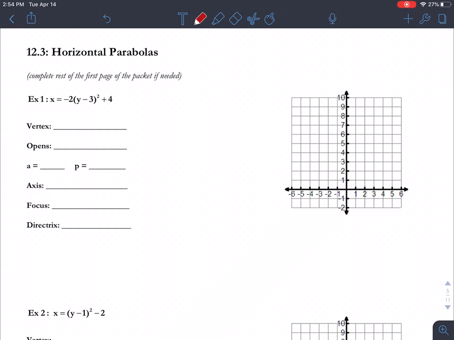Hey guys, okay, so today we're going to work on horizontal parabolas. That being said, that's parabolas going left and right. So instead of going up and down, we're talking left and right. Luckily, most things are the same in terms of the directrix, the focus, 1A, 3A, 5A, so that's awesome.